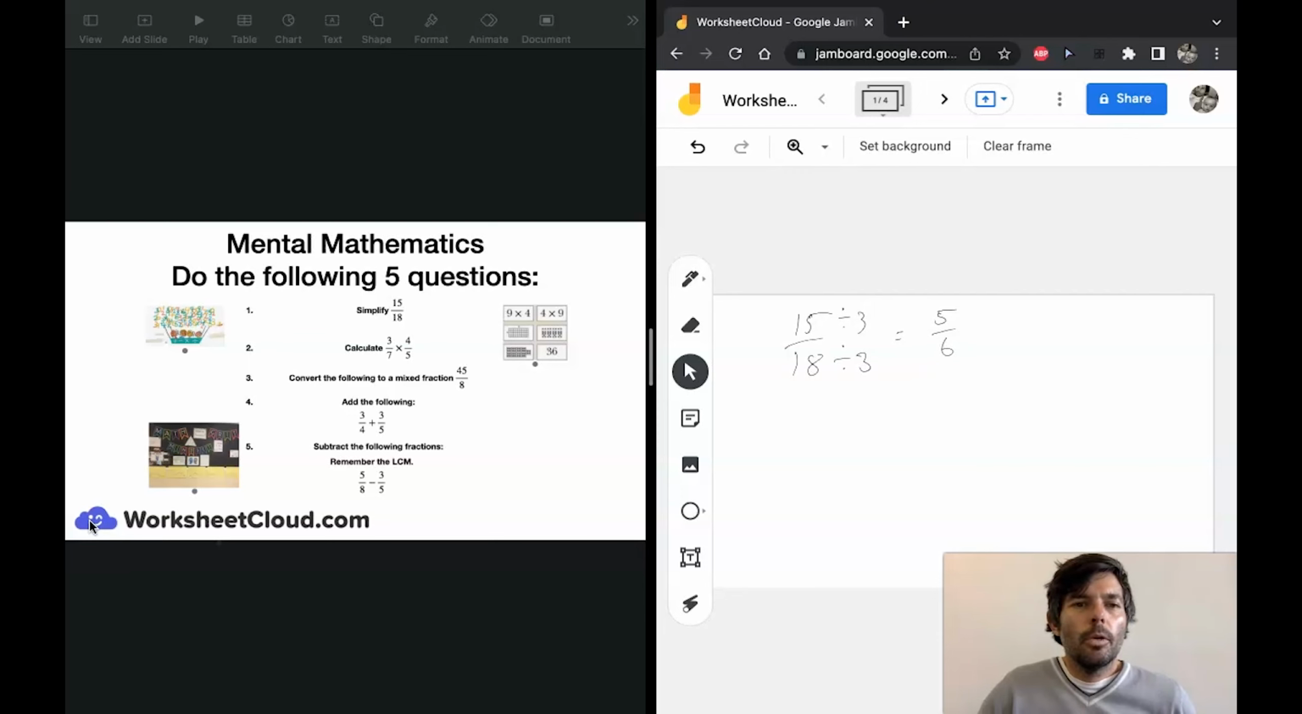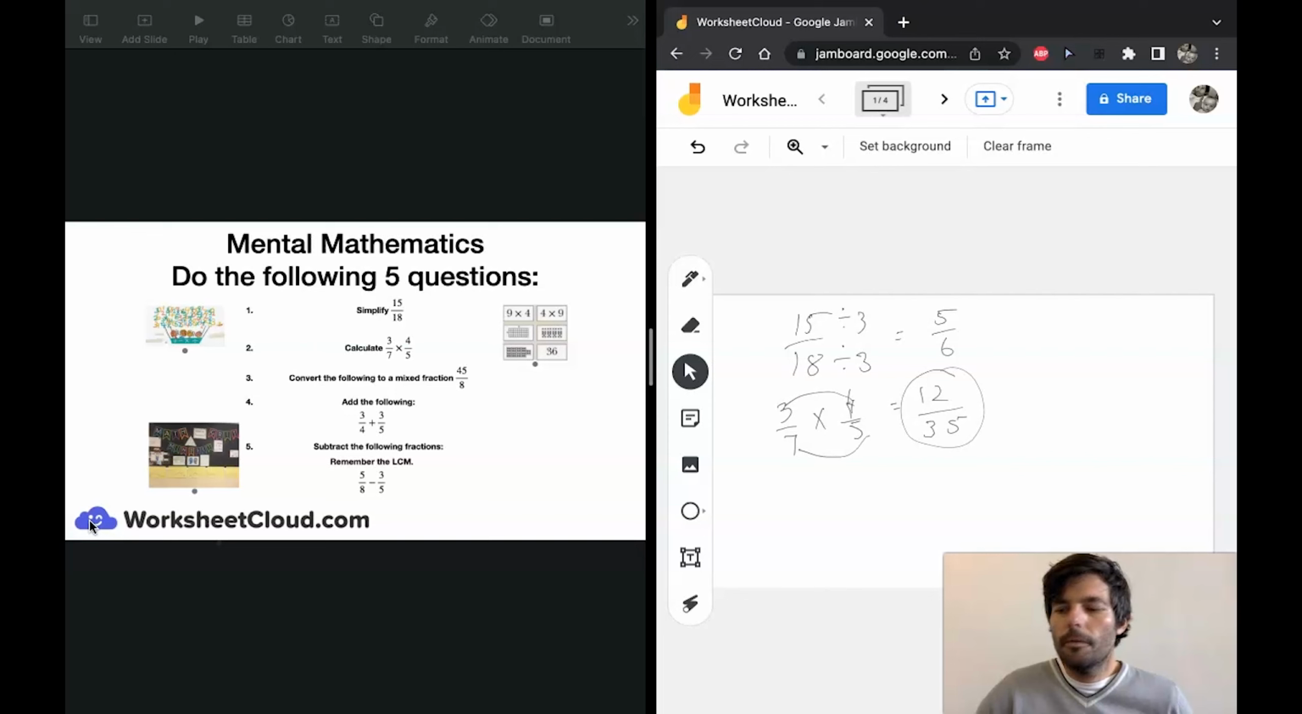Okay. Question 2 is the multiplication of fractions. And we should know that when we multiply fractions, we multiply the numerators together. 3 times 4 is 12. We multiply the denominators together. 7 times 5 is 35. We have a look if that can be simplified, which it can't be. So 12 over 35 is our answer.